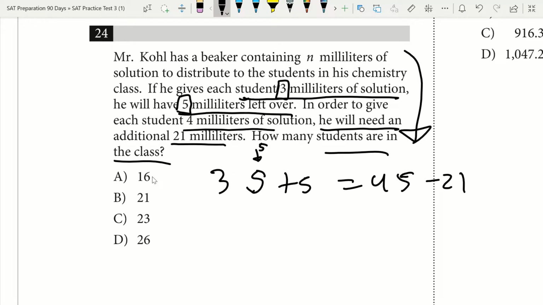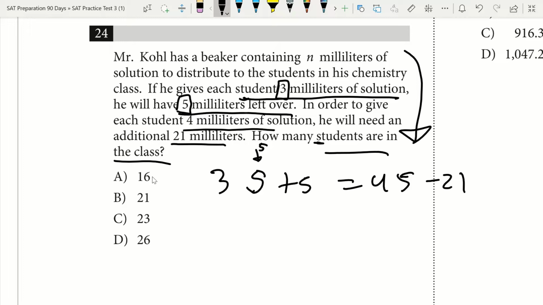Then I saw that in order to give each student 4 milliliters of solution, so 4 times each student, he's going to need another 21. So the amount he has is 4s minus that 21 that he needs. Okay, so I set those two equal to each other since they're both going to be that total number of milliliters he has. And then I go ahead and solve for my number of students, which I represented as s. Okay. Now, why did I pick S as my variable to represent students? Well, that's because it's the first letter in students.